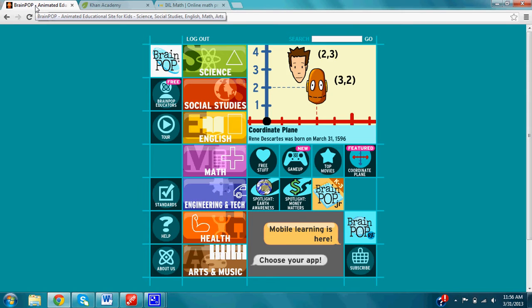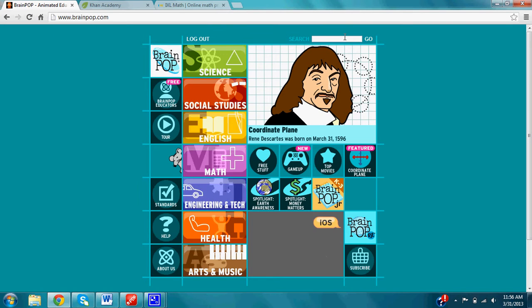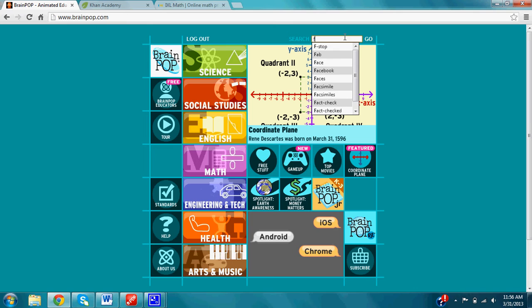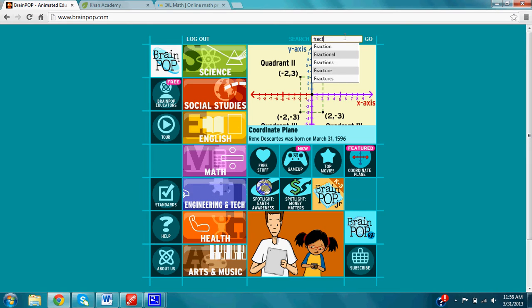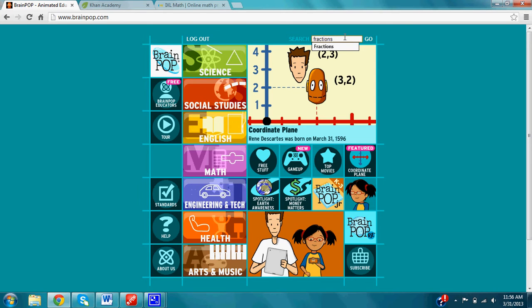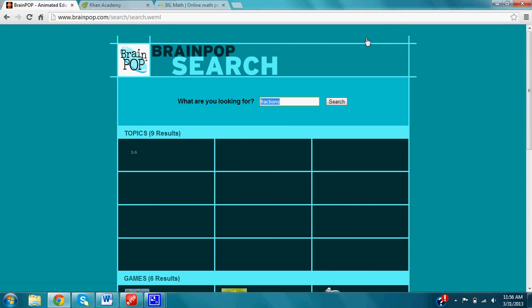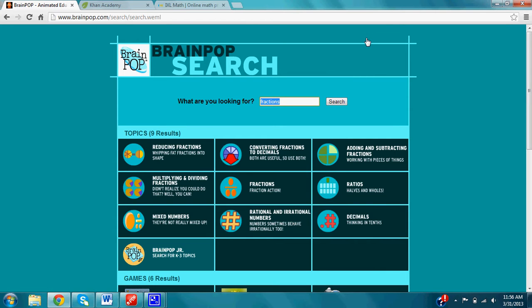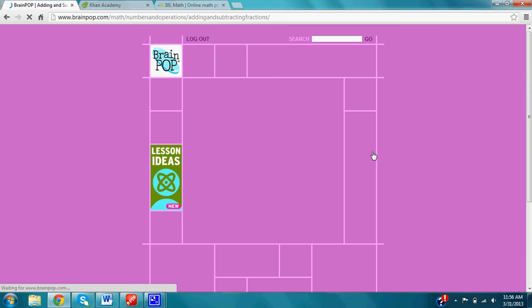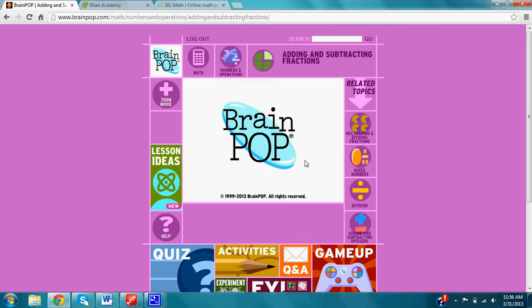Once you have gotten to brainpop.com, please type in the search bar fractions and press go. Your screen should look like this. Then please click on adding and subtracting fractions and watch the short tutorial.